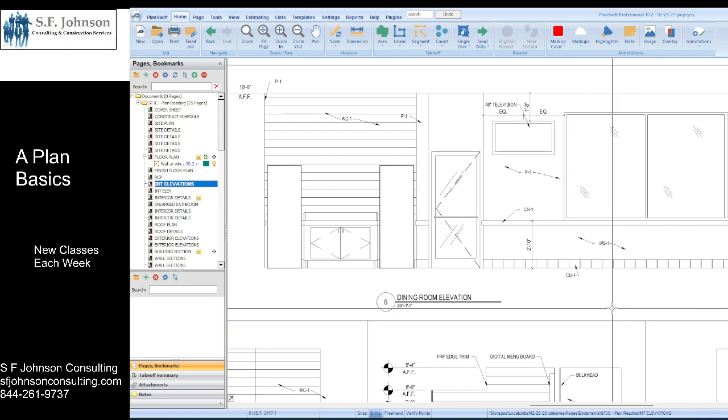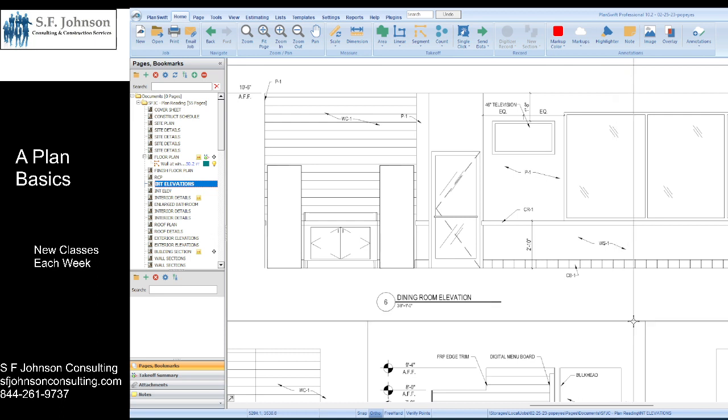If you don't understand how to interpret the views, you don't understand how to read a set of plans, and you may make a mistake. So I hope in some way this helped clear it up.